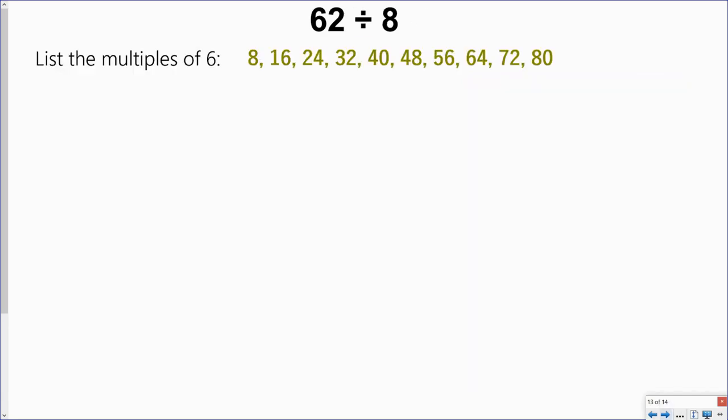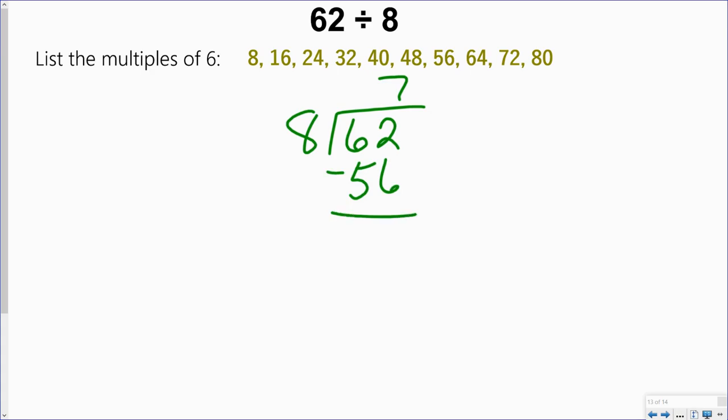So now we'll take 62 and we'll divide it by 8. So we'll set up our problem. And 8 doesn't fit into 6. So we need to go to 62 and it will go in there 7 times, which gives me 56. So I subtract those and that gives me 6 left over.